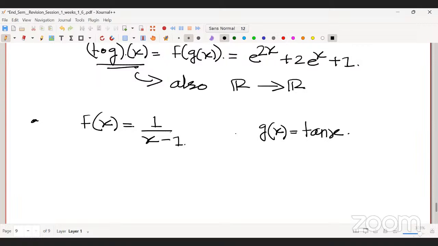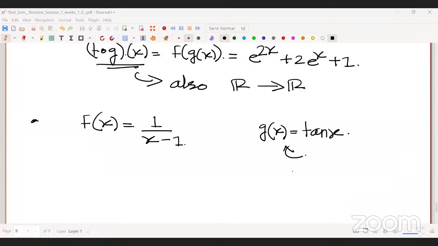So first tell me what is the domain of this tan of x? It is not defined only at pi by 2 and minus pi by 2. At those points, tan is not defined. Okay, so there is some noise. Yeah, so this tan of x is basically not defined.